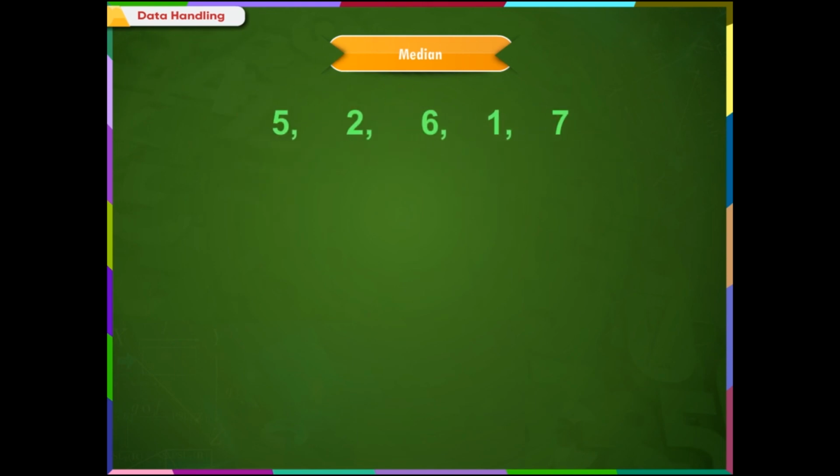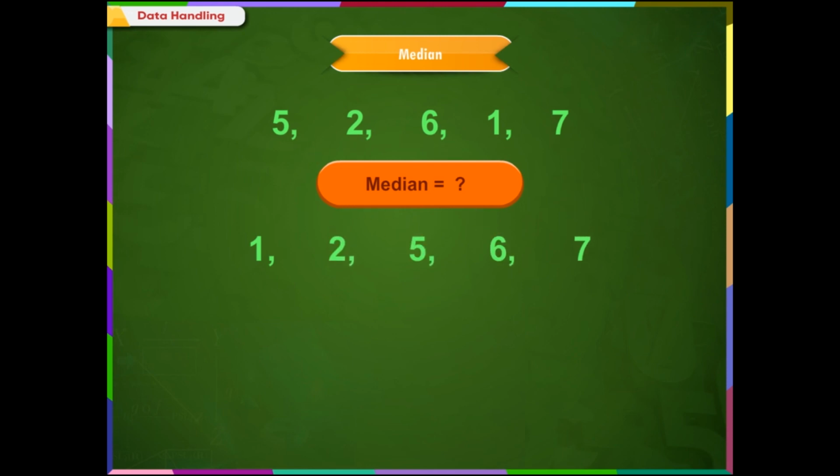Let us see how to find the median of a given data. For example, we have this data. What would be its median? The first step of finding the median is to arrange the data in ascending order. Now, we can clearly make out that 5 is the middle number. Thus, the median of the given data is 5. It is easy to find the median if the given data is small and simple like this. Just by observation, we can determine the median.